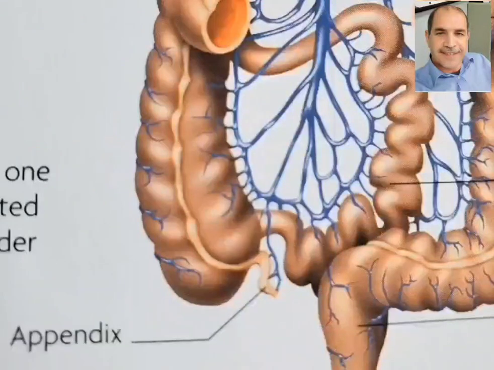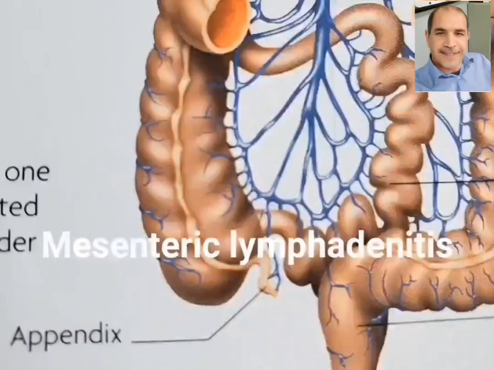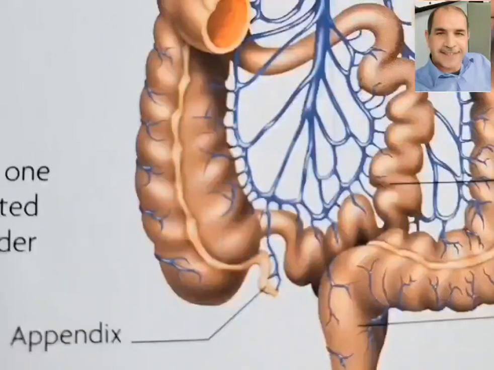Mesenteric lymphadenitis. Inflammation of the lymph nodes in the mesentery, the tissue that holds the intestines in place. It can cause pain in the right lower abdomen, but typically doesn't cause nausea, vomiting, or fever as often as appendicitis. Ultrasound or CT scan can help differentiate it from appendicitis.